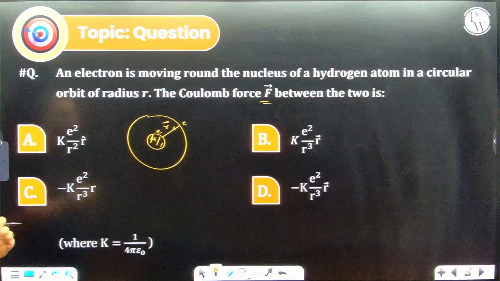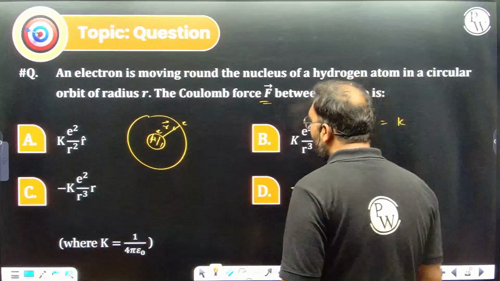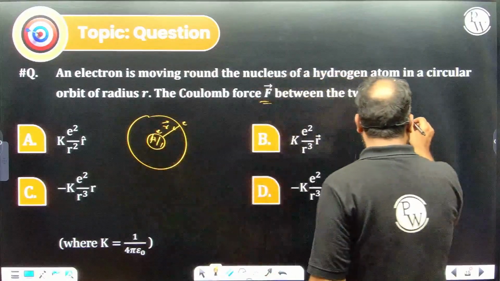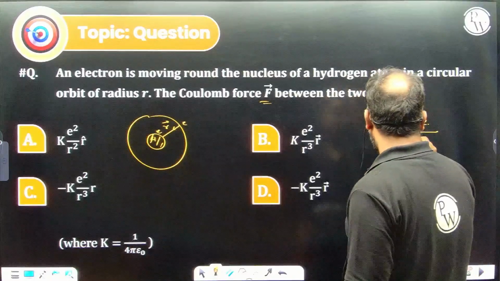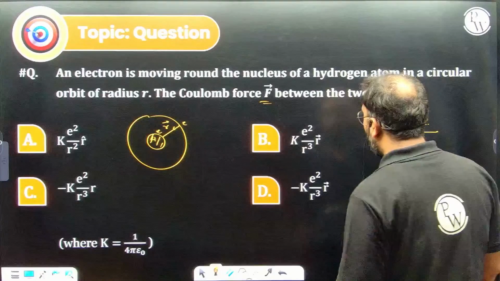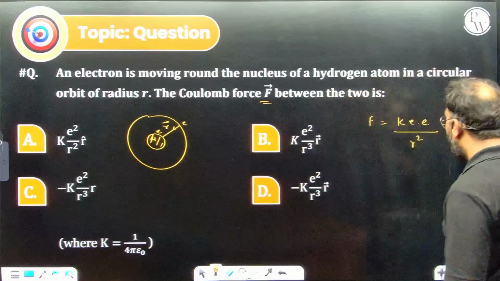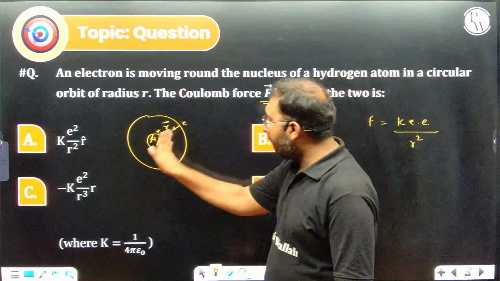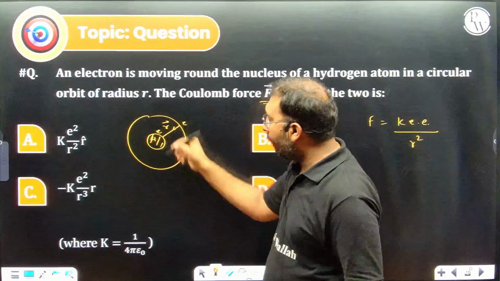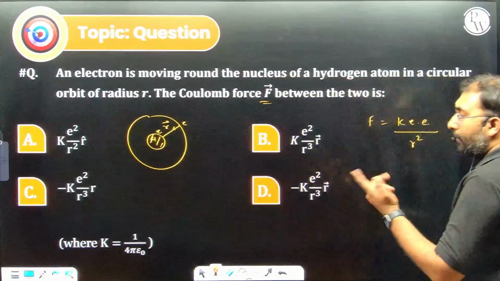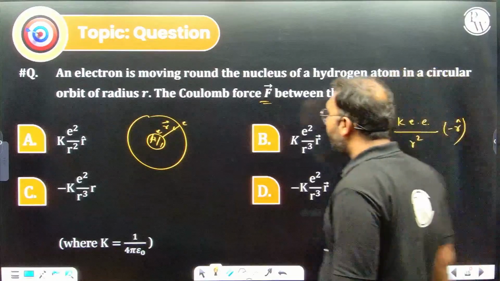Now I can write down the force. So force F is K q1 q2. Both the charges are the same, so K into e into e divided by distance square. So the distance is r square. Now I have to write it in vector form. You can see everywhere vector is written, so my answer should be in vector form. So if this is your r vector, the direction of force here is inward. So that is in the negative side of r vector. So this should be minus r cap.